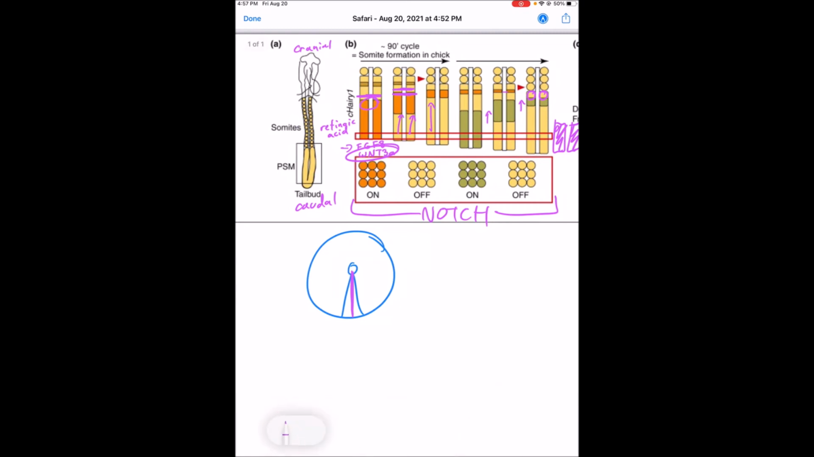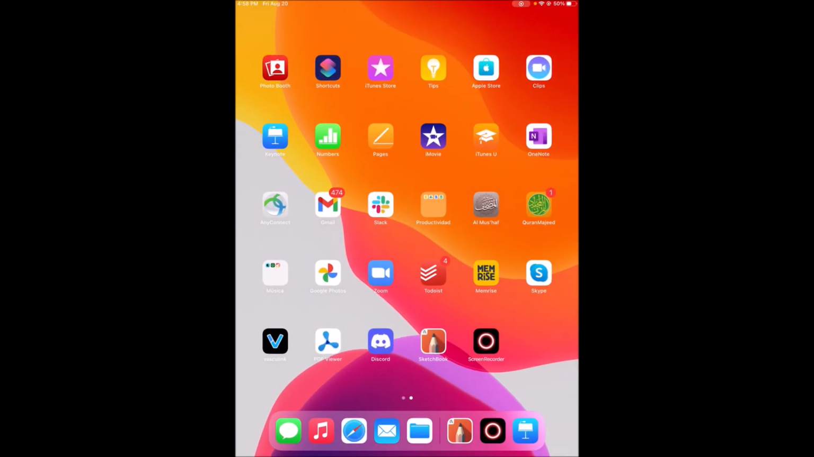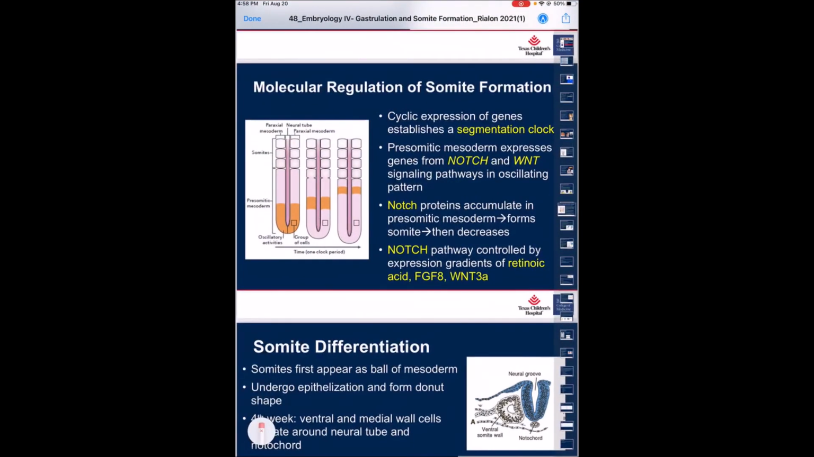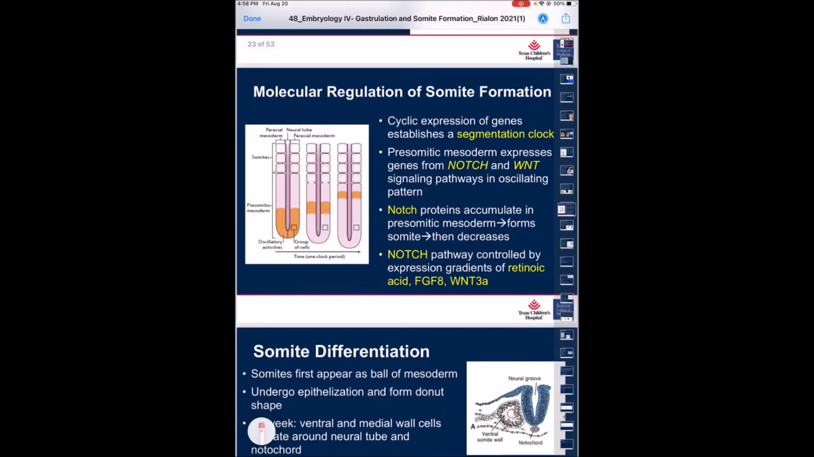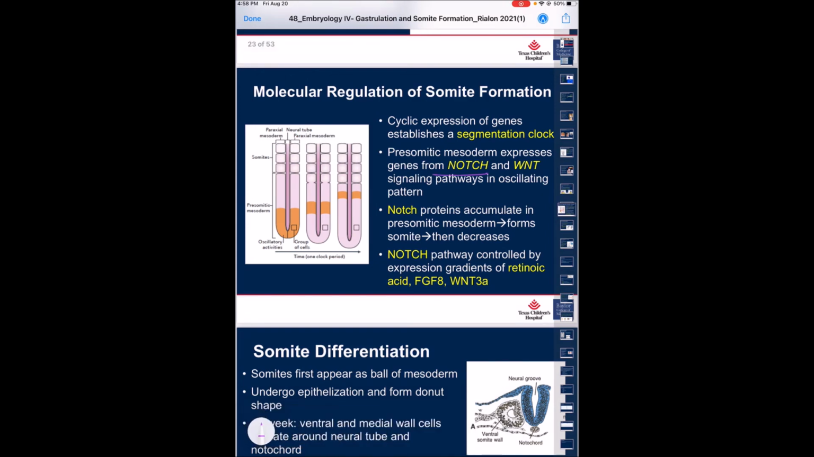Okay, cool. All right, so that explains the segmentation clock. That's what I was going for. Basically, it's going to be notch and Wnt. Oh, and we don't have to know that. So the main thing is the cycles in notch, and it's going to be driven by these three proteins here. All right, so there's that.